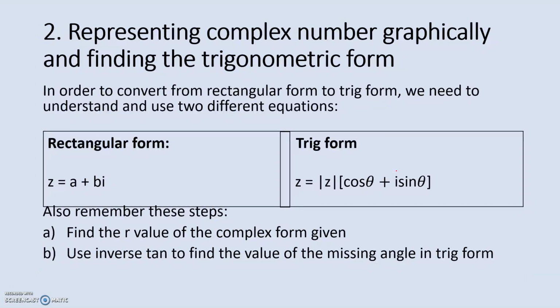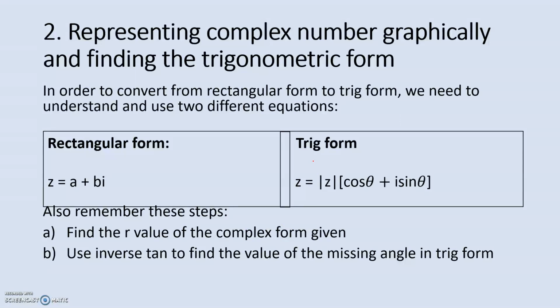So now what we have to do is represent a complex number in the trig form. In order to convert from rectangular form, which is also known as the complex number form, to the trig form, we need to understand and use 2 different equations. In this exercise, you will be given questions in the rectangular form, and you will be asked to convert it to the trig form. So how do we do it?